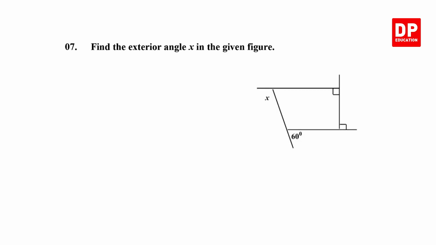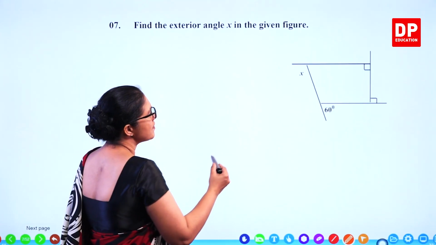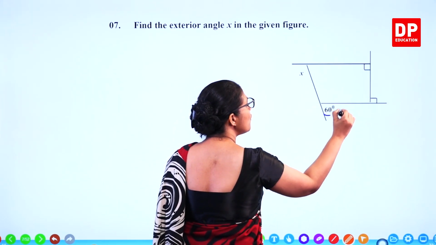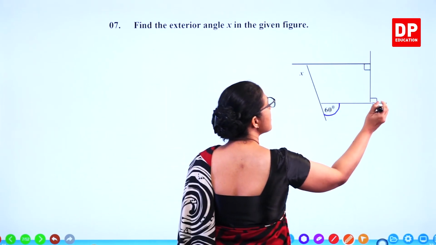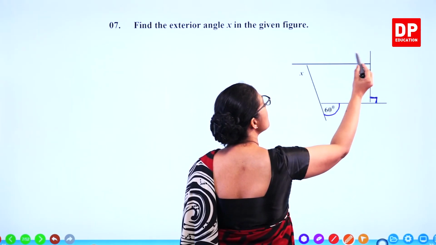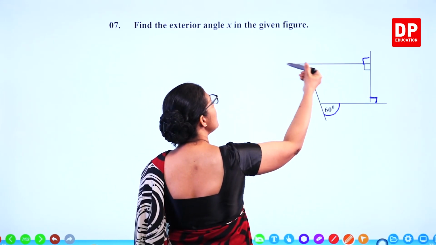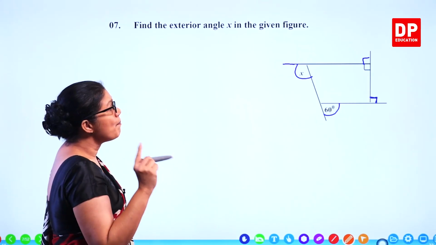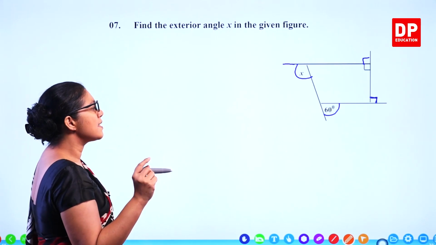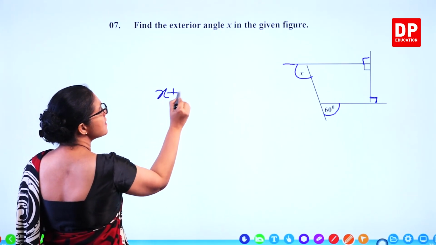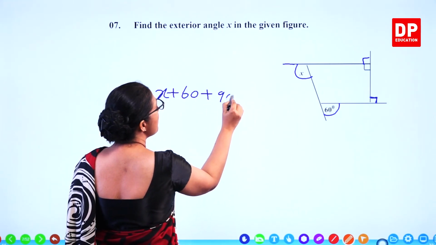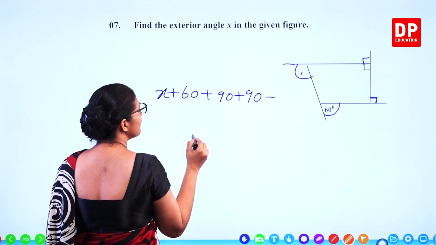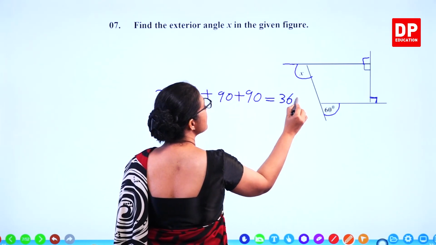Find the exterior angle x in the given figure. Now, when you are finding exterior angles, you have to extend the line in order, either clockwise or anti-clockwise. If you take this as the exterior angle and extend this one, this is the other exterior angle. When you extend this way, this is the other one. And when you extend this way, this is the other exterior angle. For any polygon, the sum of the exterior angles adds up to 360. So you can write x plus 60 plus 90 plus 90 equals 360.